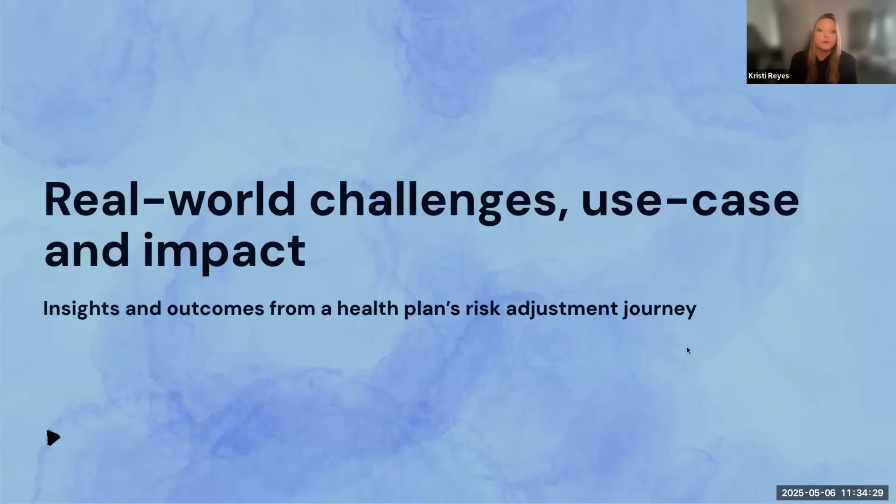Yeah, so we have been able to improve not only our completeness in code capture, but also our accuracy. So in risk adjustment, we can be so focused on accuracy at the category level, right? Because we get paid at the category level. But we need to be accurate at the diagnosis level too. It matters.